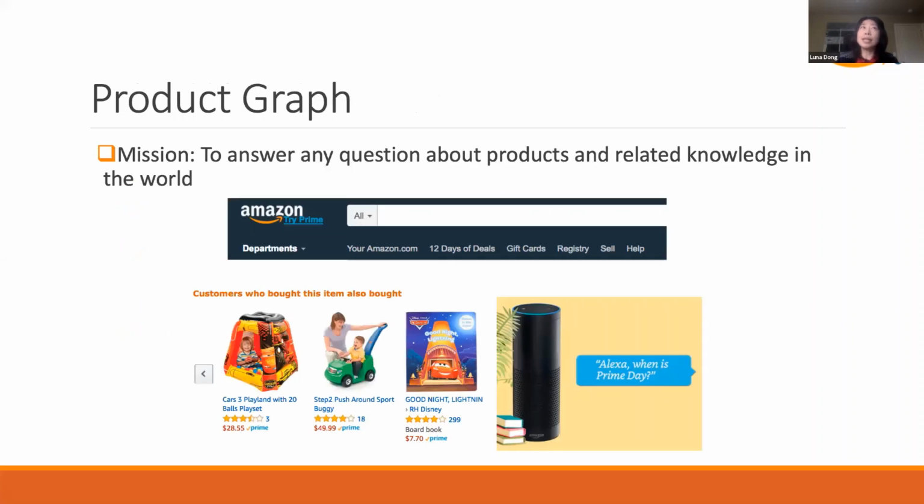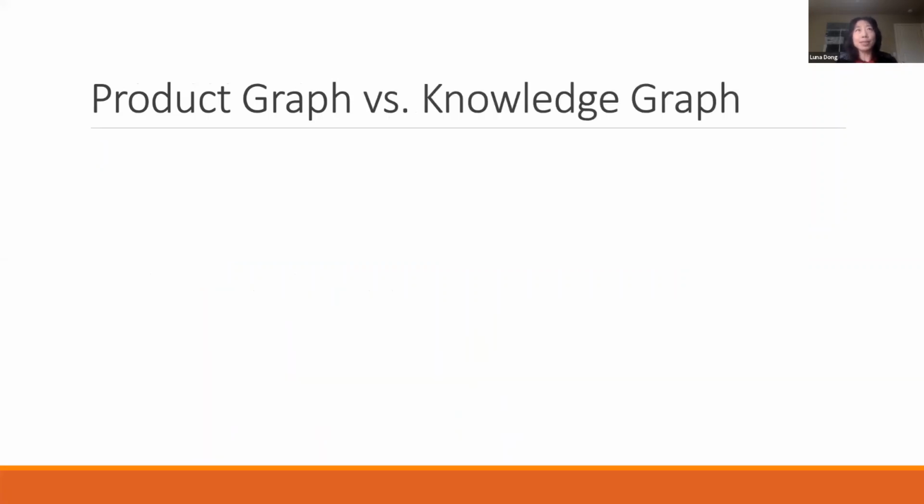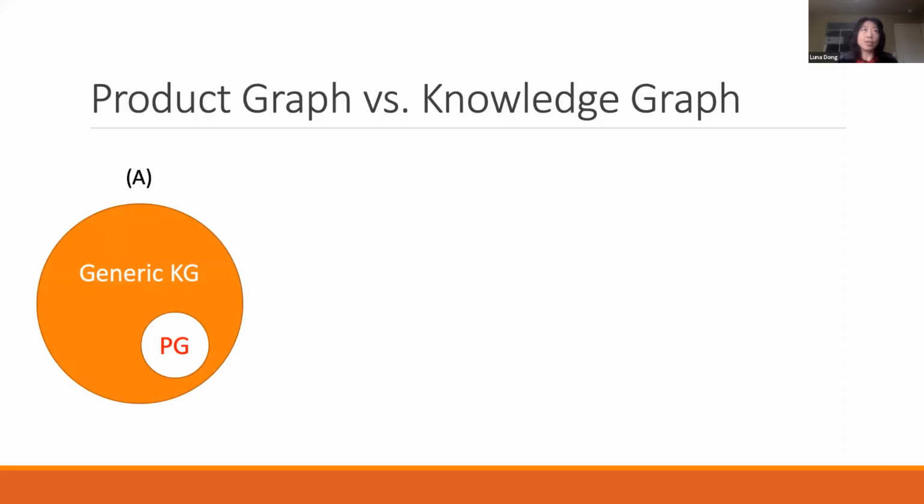So our mission in building this product knowledge graph is to answer any question about products and related knowledge in the world. With a comprehensive knowledge graph for products, we hope to improve Amazon search, recommendation, and voice shopping. So at this point, you might be considering, okay, what's the difference between a product knowledge graph and a generic knowledge graph, like the knowledge graph you have already heard about, Google Knowledge Graph, Bing Knowledge Graph, DeepBot, etc.